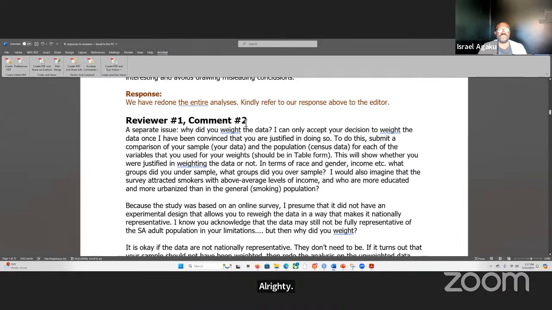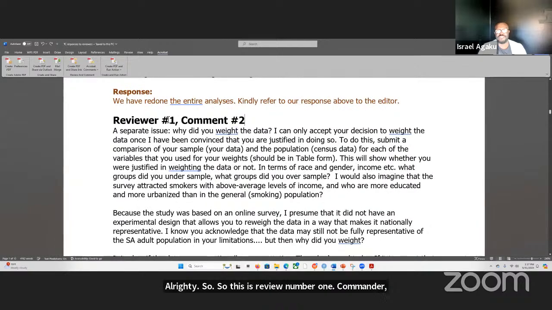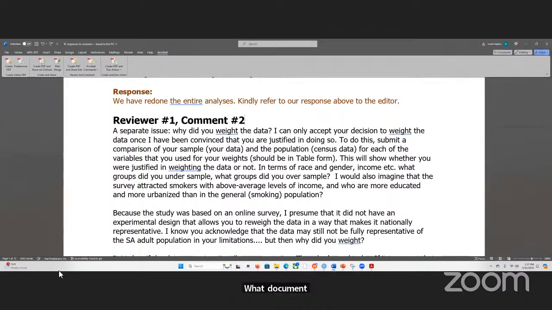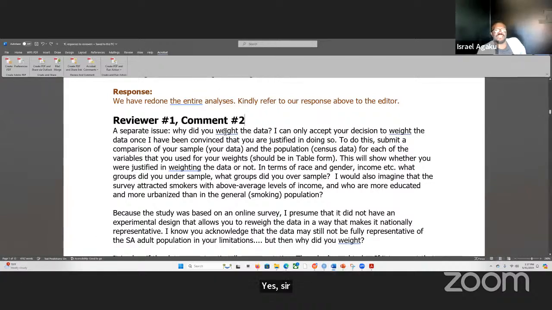So this is reviewer number 1, comment number 2. Lungi, can you confirm you can see this Word document? Yes, sir. Okay, great.